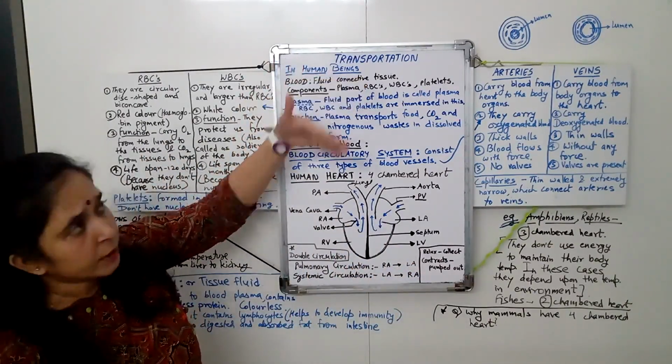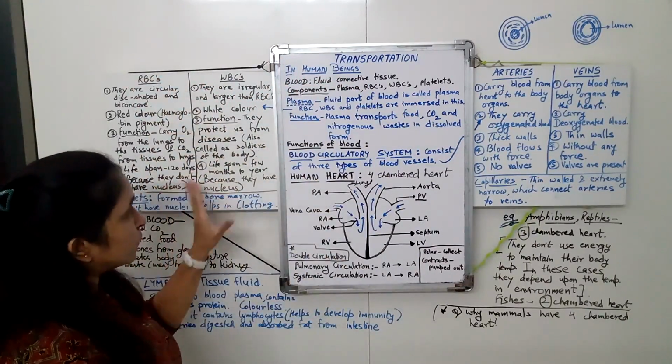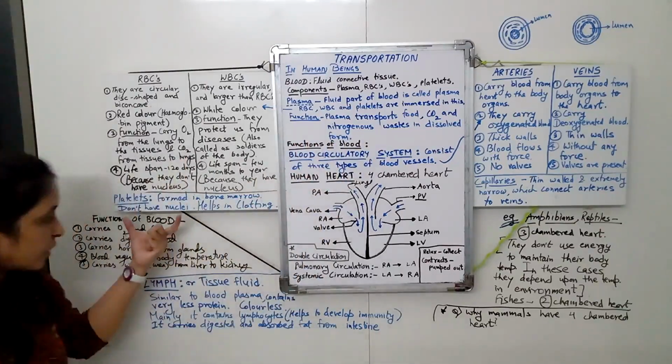What are the main components? Okay, what is the function of the components? What are the characteristics of those components? Function of the blood.